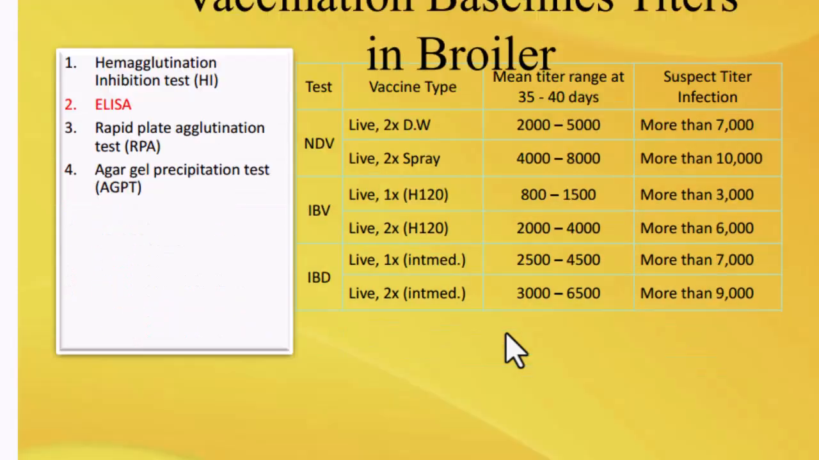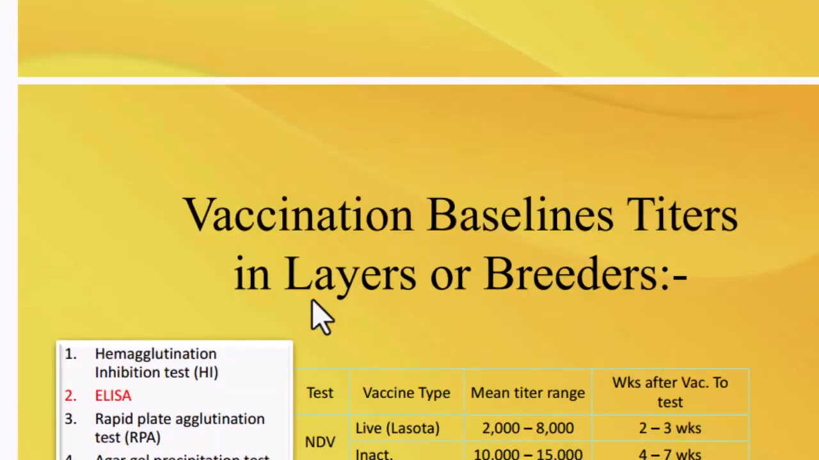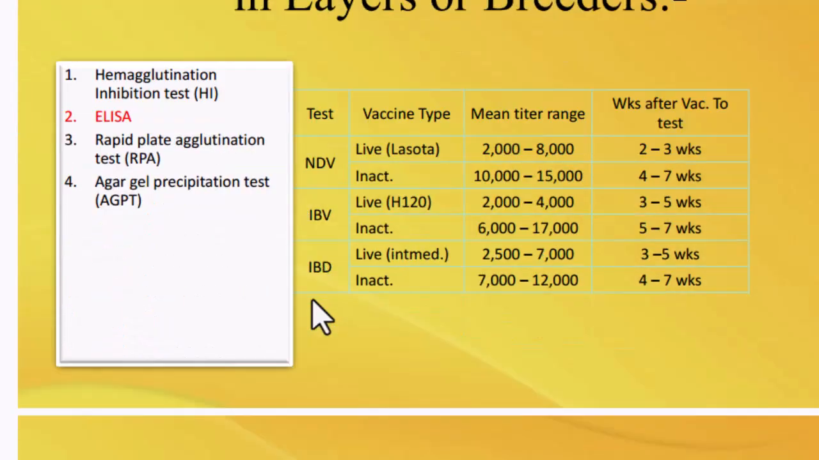The baseline titer in broilers, Newcastle disease virus, vaccine type, mean titer range, and suspected titer infection. And this is for ND and IBD and IBV. The mean titer range and the weeks after vaccination to test.